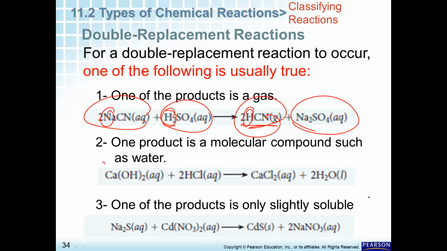In this case here, we have calcium hydroxide with hydrochloric acid. So this is an acid-base reaction. Does anyone remember what the rule is for an acid-base reaction? What is the always product? Acid with base, what do they produce?